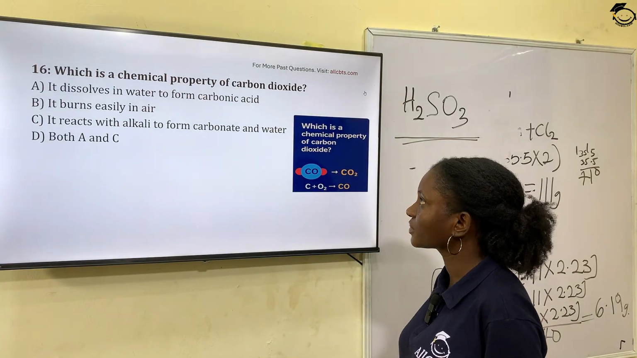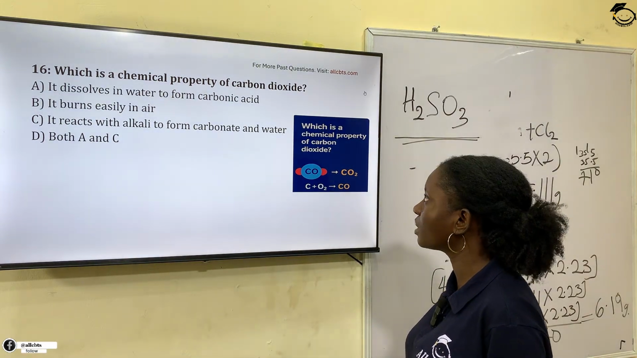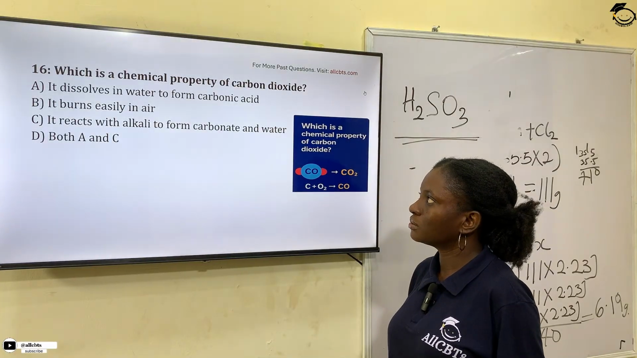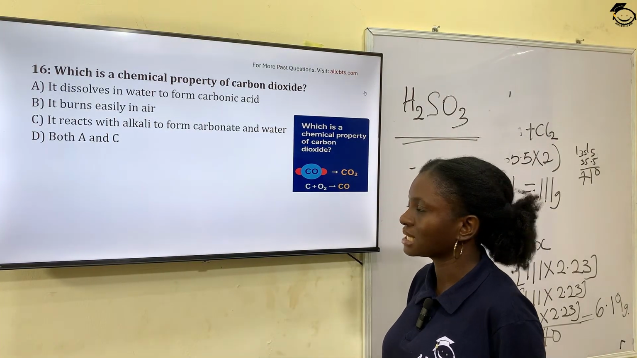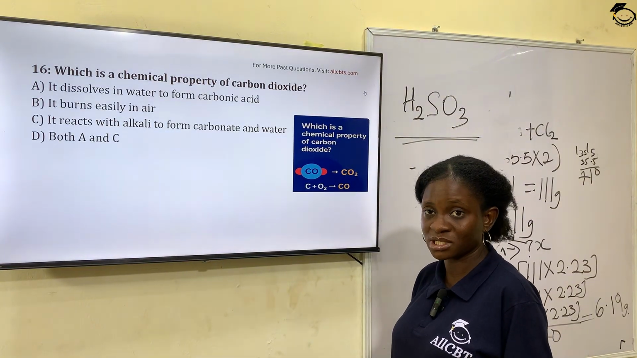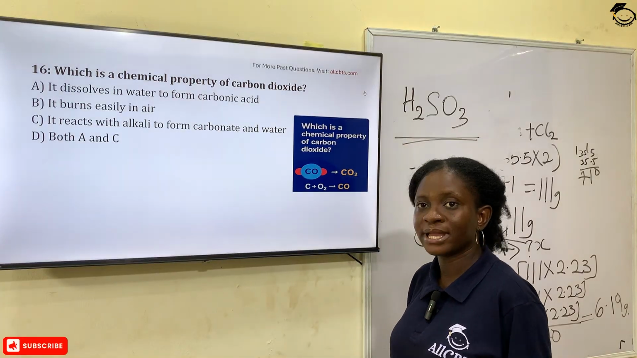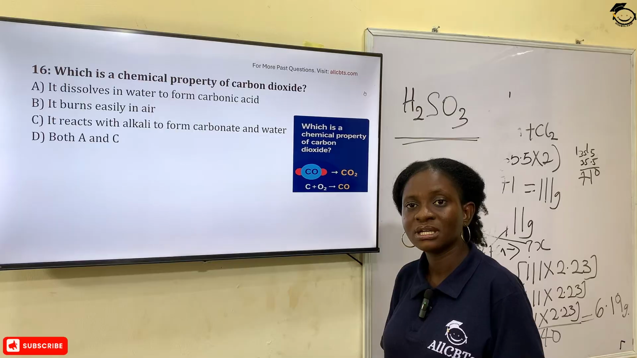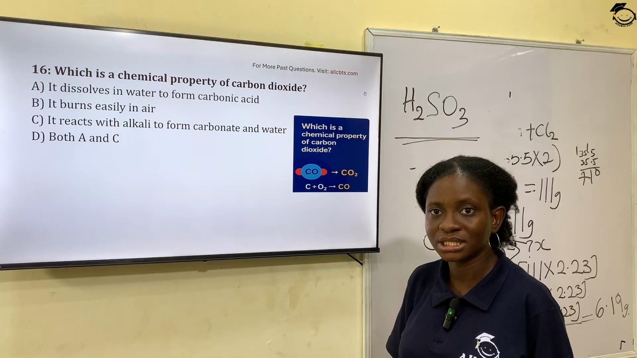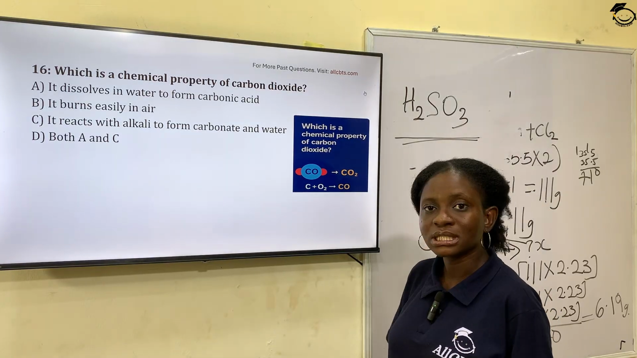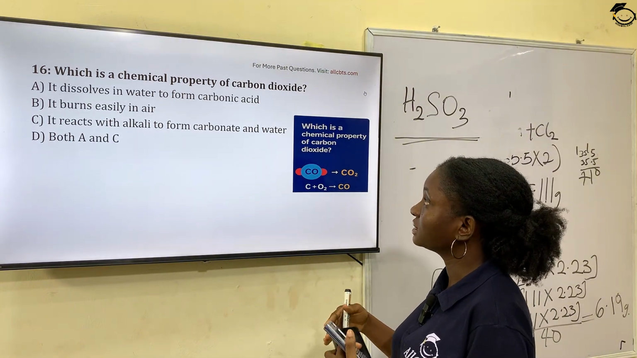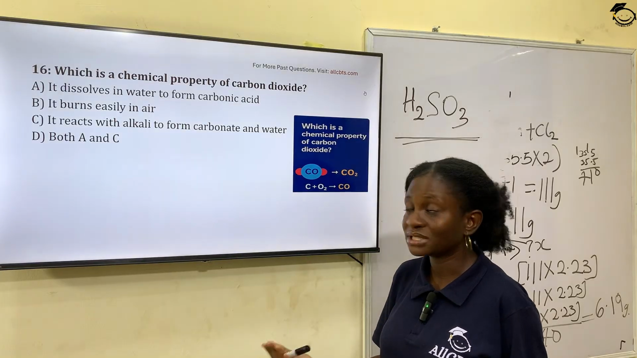Question 16. What is a chemical property of carbon dioxide? A chemical property means a chemical reaction is being involved. That's what it simply means. For a chemical reaction to be involved, a product has to be formed. That's the meaning of a chemical change has taken place. So which of these options is a chemical property of carbon dioxide?